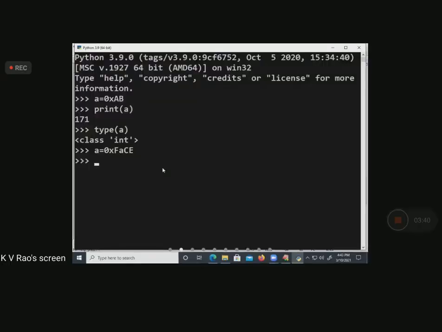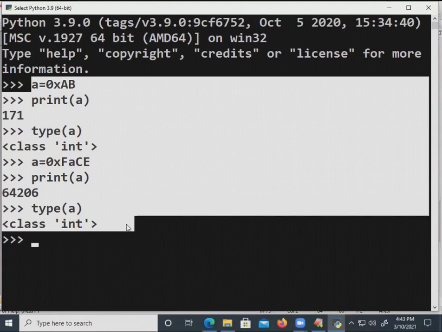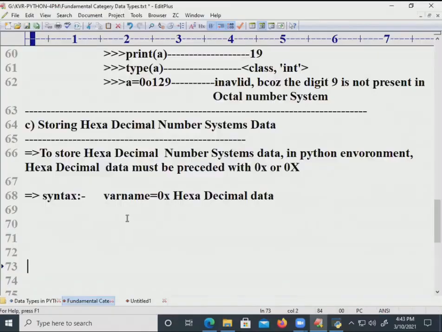I am saying print of A. The value is like this. I also told you how to calculate this part. And type of A is also int. I hope this is an important example that I am taking. Come on now, write this down. Continue that.